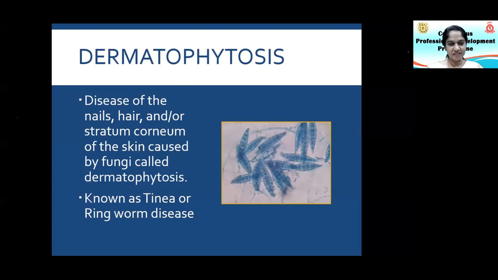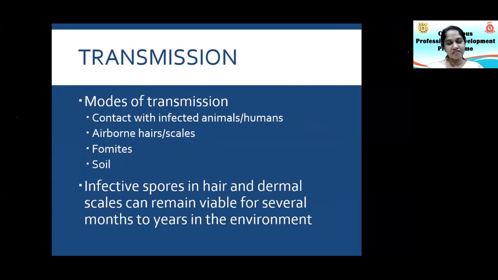So modes of transmission, it is usually transmitted by close contact. This close contact can be with infected animals or humans, and it is also transmitted with airborne hair, scales, fomites, and uncommonly by soil. The important factor is that infective spores in this hair and dermal scales can remain viable for several months and even years in the environment. Therefore, proper disinfection and personal hygiene is very important to prevent a recurrence of tinea infection.